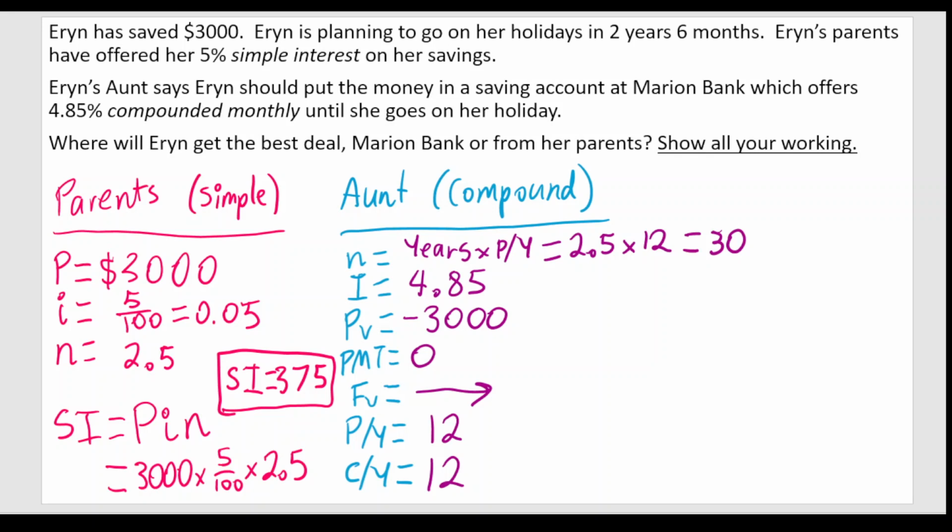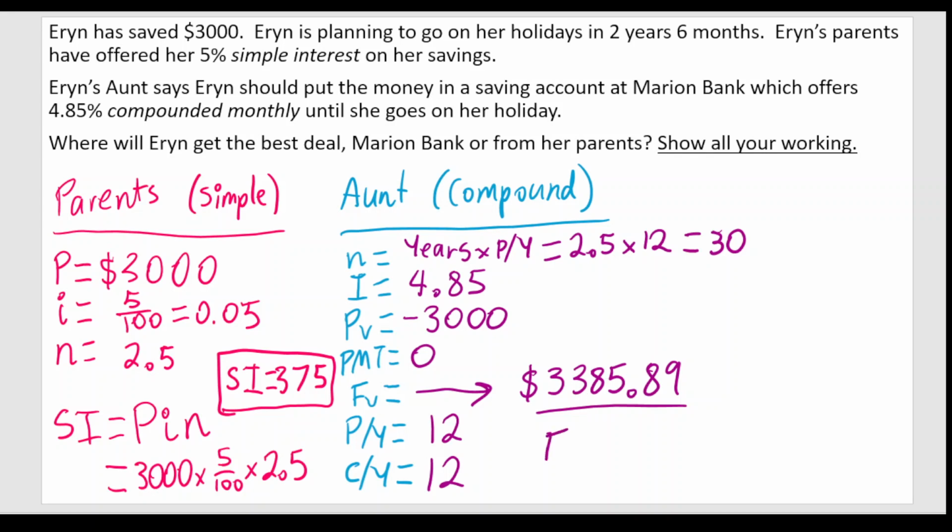So now we've got all our bits of information, we can just plug that straight into our calculator, being careful to make sure that the PV is negative. And what we will get for our FV is that it is $3,385.89. Remembering that we're comparing these two, so you do need to finish this with an answer. So if we look at the simple interest, we would have 3,000 plus 375, which is just short of what we would get with compound.